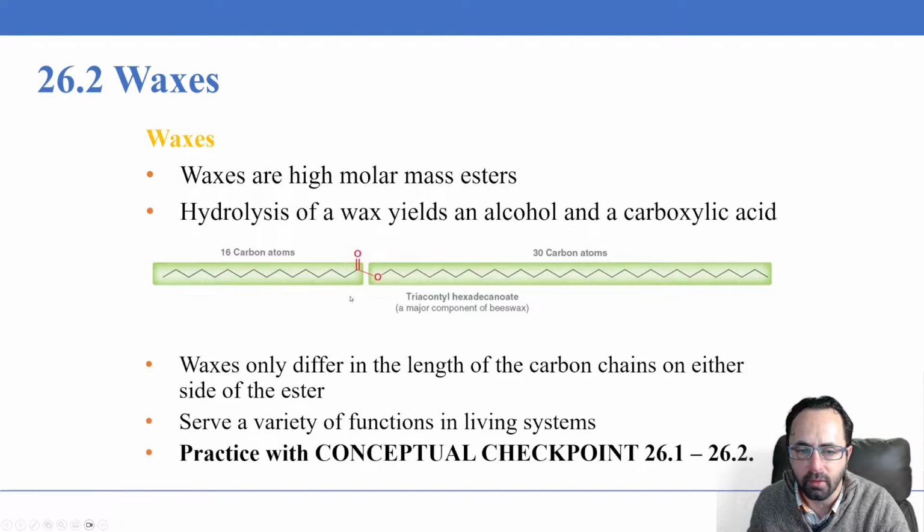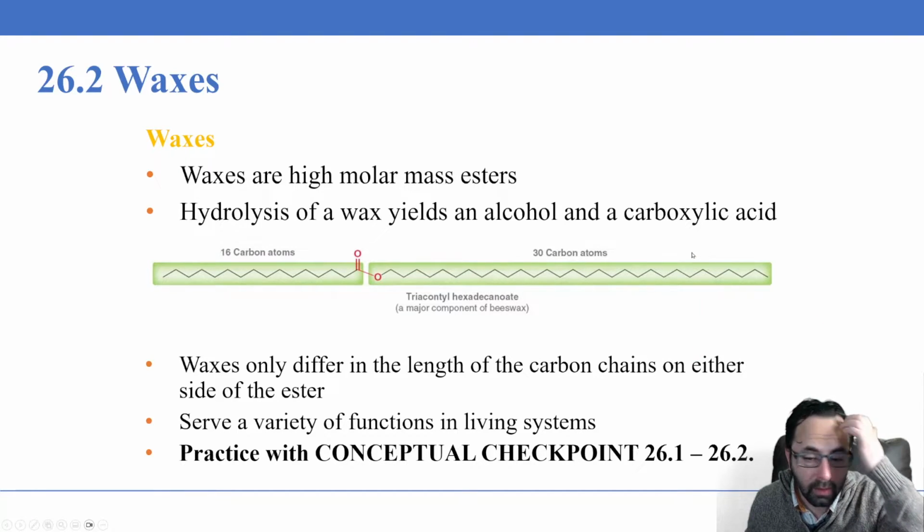So if we were to hydrolyze this, we'd get a carboxylic acid with 16 carbon atoms, and we'd get an alcohol with 30 carbon atoms. And this is called triacontyl hexadecanoate. And so beeswax is primarily this wax right here.